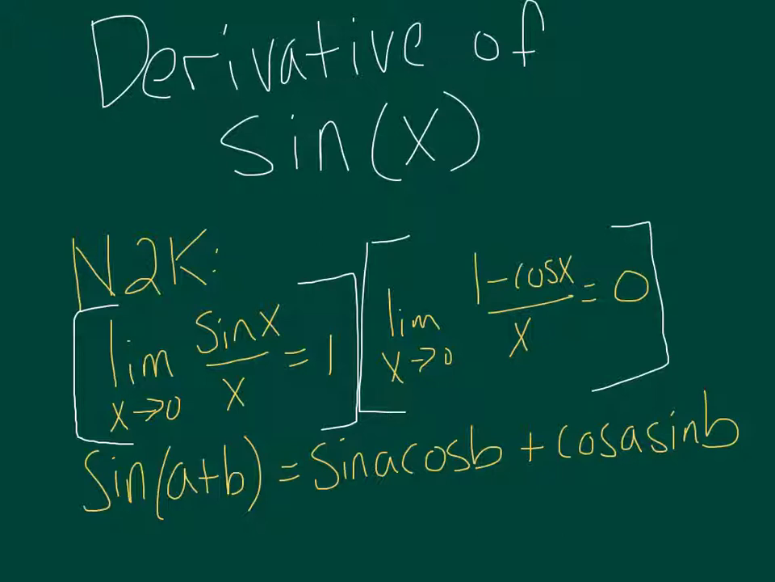The second thing that you need to know, I guess it's really the third, is the sum identity: the sine of the sum of two angles equals the sine of the first times the cosine of the second, plus the cosine of the first times the sine of the second.